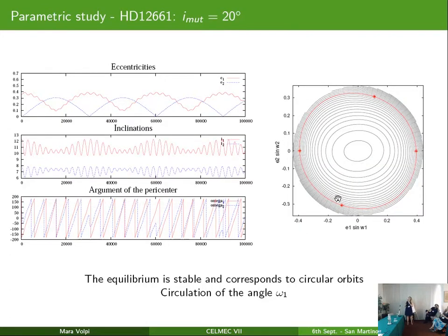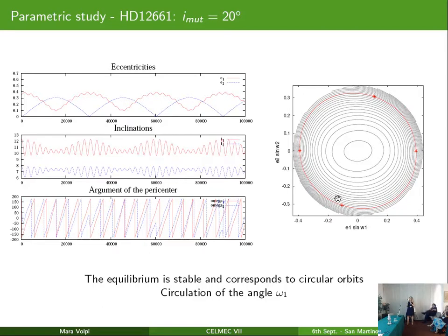So we started with a small mutual inclination, and what we see is that in the center we have an equilibrium which is stable and corresponds to circular orbits, meaning that if we start with circular orbits, we are going to keep having circular orbits along the evolution of the system. As we expected, the argument of the pericenter of the inner planet is circulating, and we can see it even by the fact that the 4 points in which the motion intersects the plane are in the 4 quadrants of the plane.